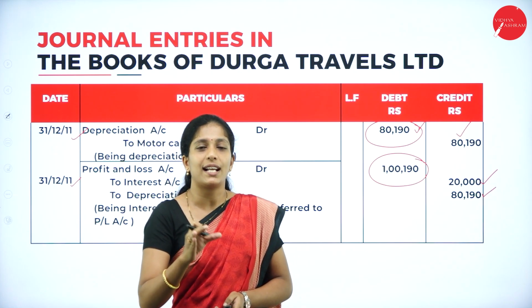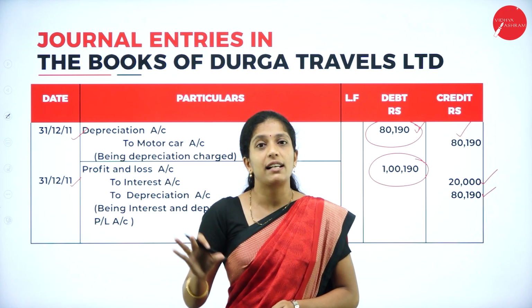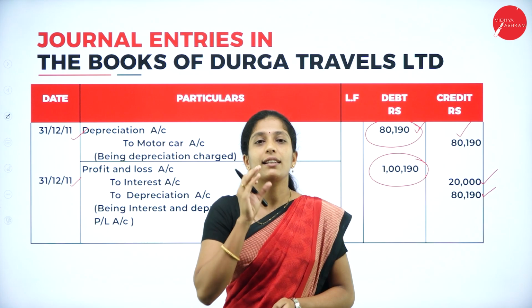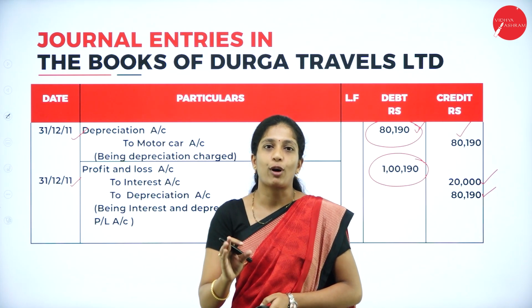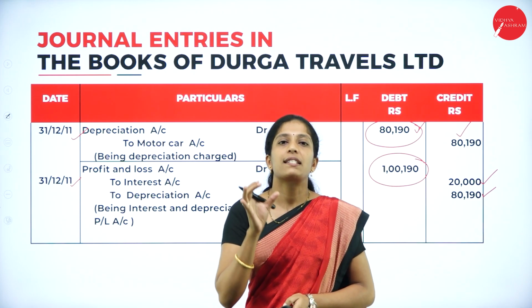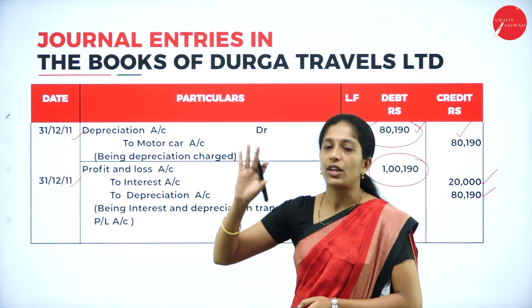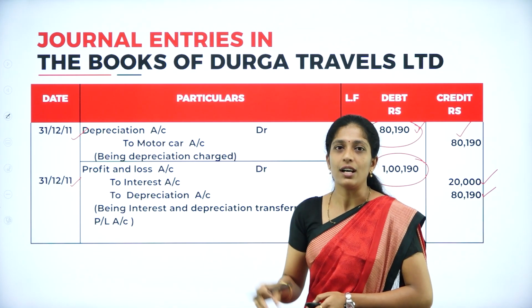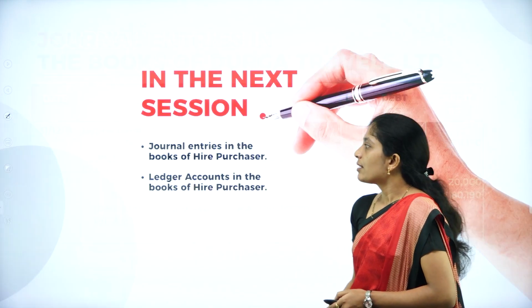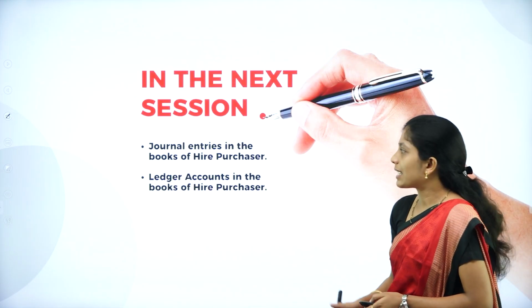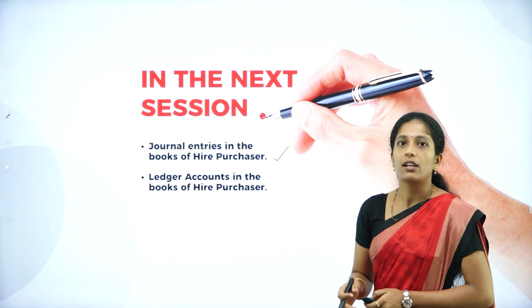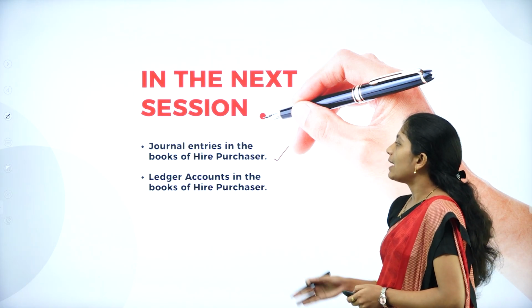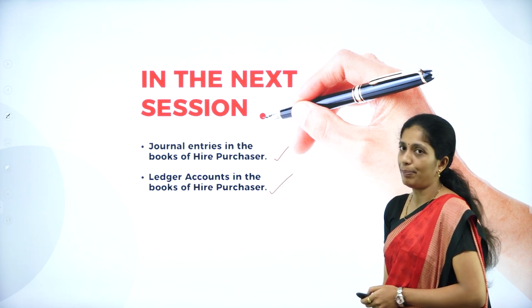Once you know the journal entry, you have to be clear with recording the amount in that particular table. So that table plays a very important role. So you have to see while calculating. After that, you can directly write the amount in your journal entries. So in my next session, I am going to discuss journal entry in the books of hire purchaser. So we shall go through one more problem and ledger accounts in the books of hire purchaser.